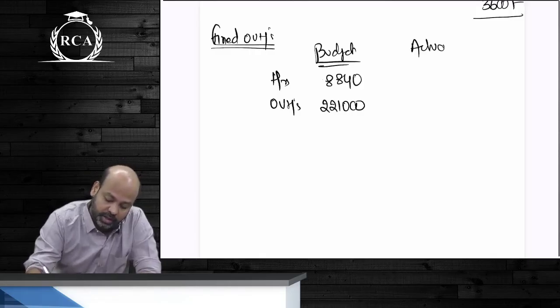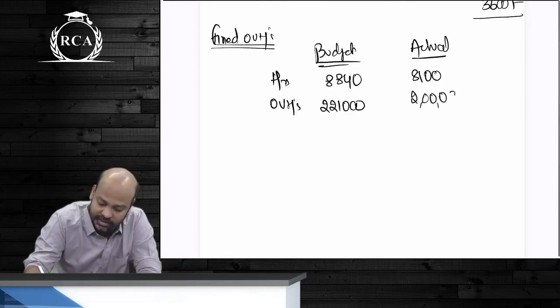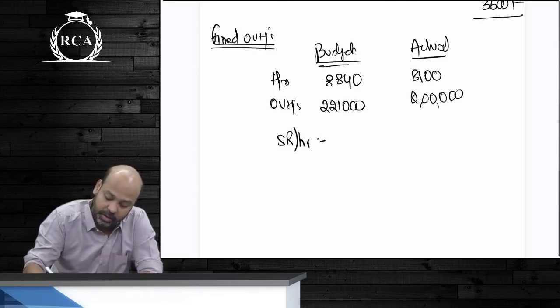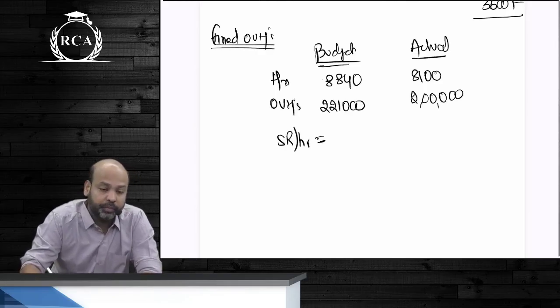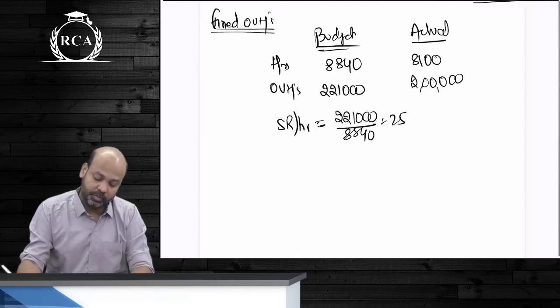Actual hours, beta, are 8,100. Actual fixed overheads are 2 lakhs. Standard rate per hour, beta, will be equal to how much? 2,21,000 divided by 8,840 hours, that will be 25 rupees. Standard hours for actual output are already given.